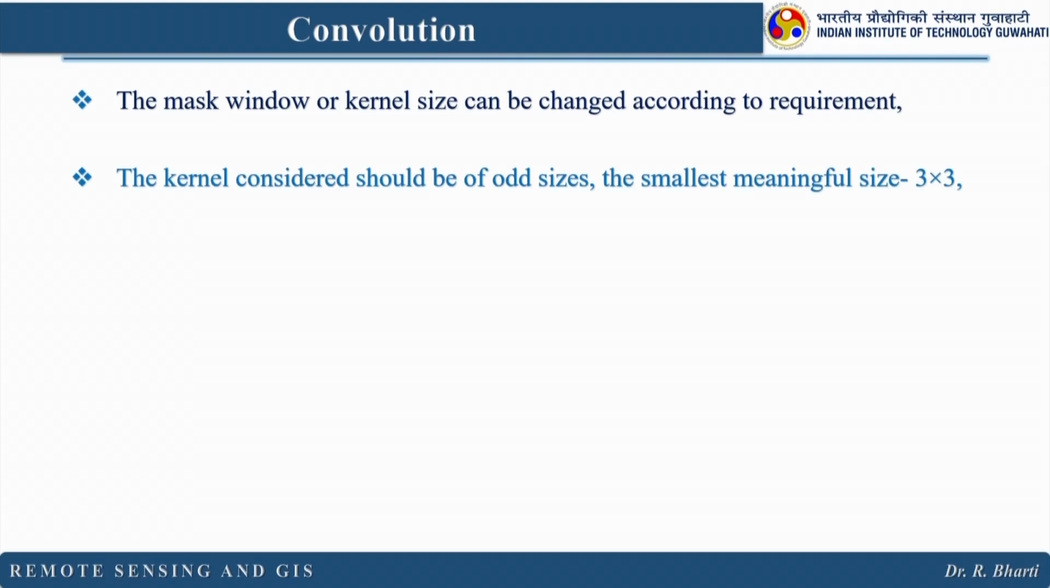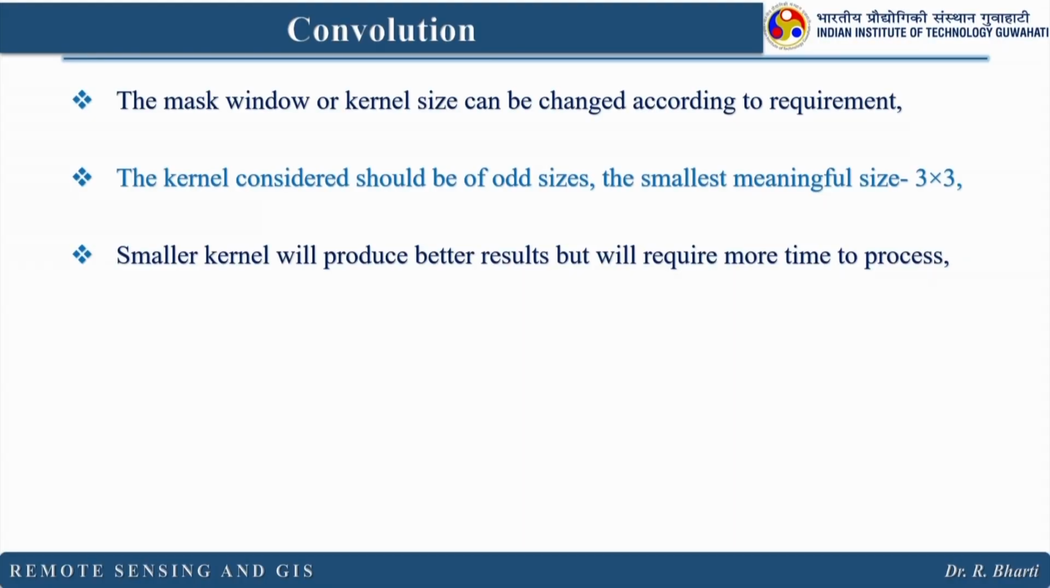So the kernel considered should be of odd size. The smallest meaningful size is 3 by 3, and then further you can increase it to 5 by 5, then 7 by 7, like this you can go on. But depending upon your application, you are supposed to use or identify or decide the size of the kernel.